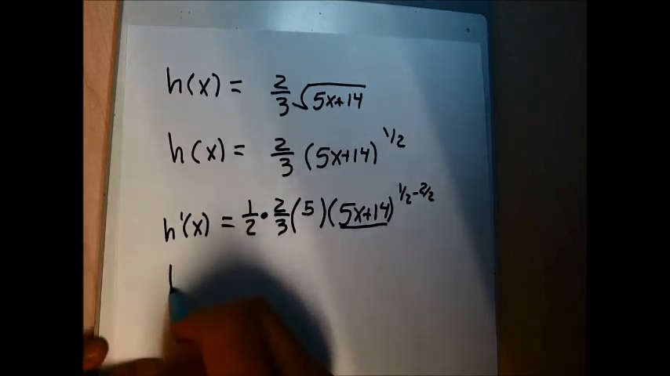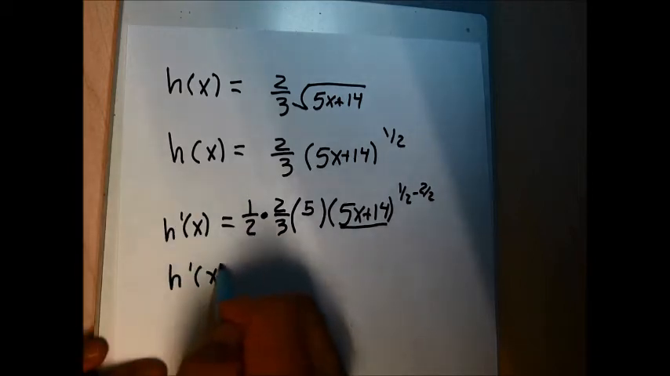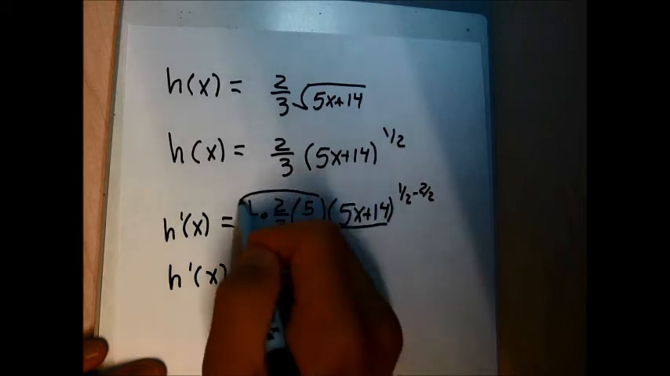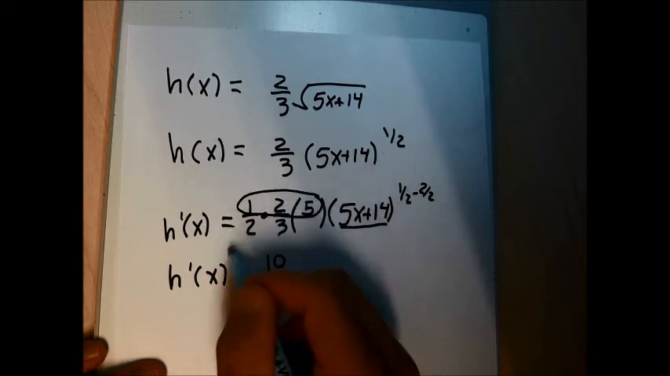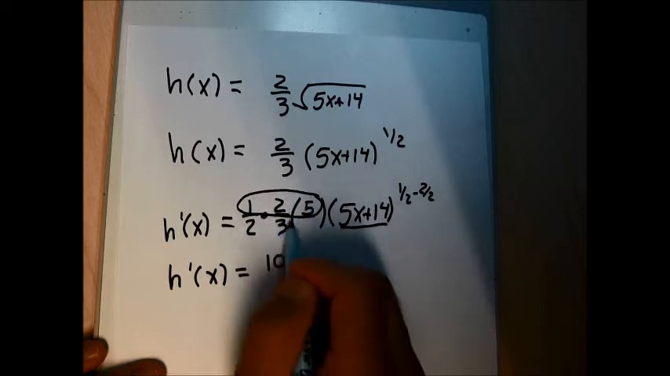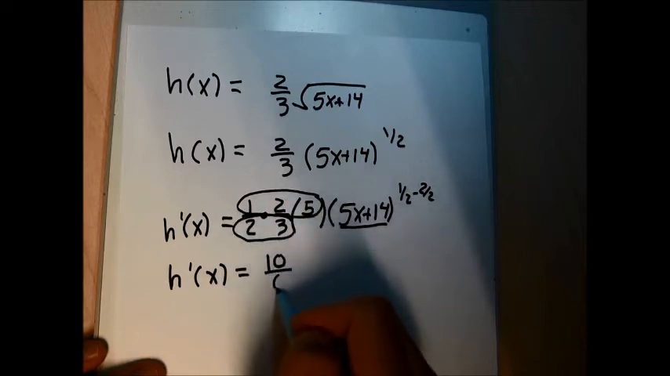Now I'll finish this up. I'm going to get h prime of x equals, and for these three I'm going to multiply those and get 10. Should have canceled the 2 and the 3, but I didn't. The 2 and the 3 I'll multiply and get 6.